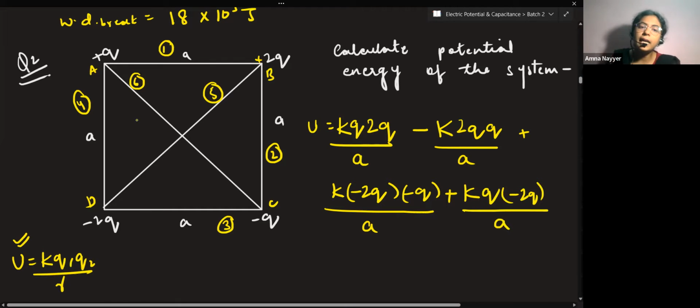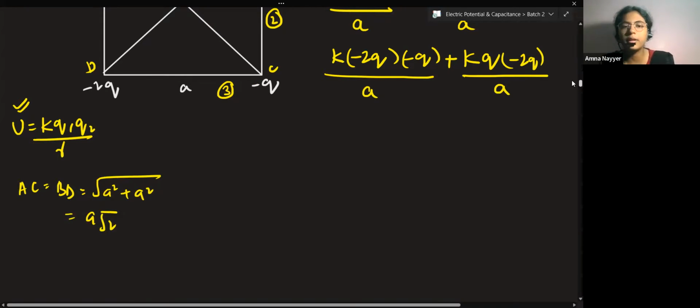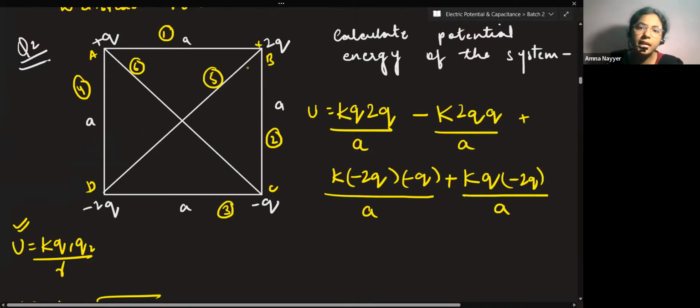But regarding the diagonal, we don't know the separation between them. But see, this is very easy. AC or this BD, this will be equal to what? I'm writing it separately over here. AC, which is equal to the BD diagonal. These are the hypotenuse. It means this will be under root A square plus A square. That gives A root 2. If you will see the sides of the square, this is A, this is A. So this will obviously be root 2A. Similarly, this is A, this is A. This will obviously be root 2A.